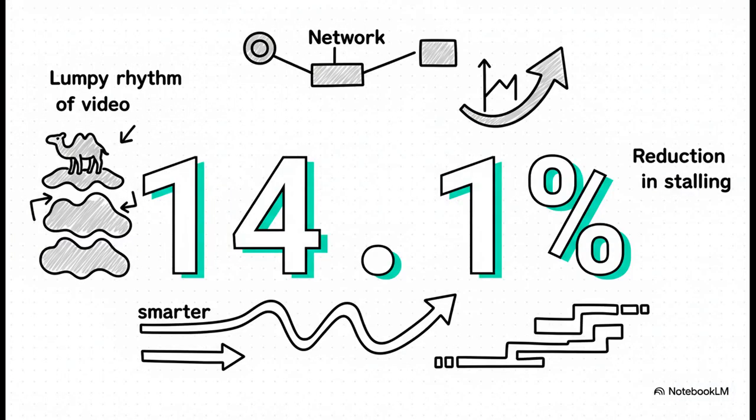But what if you could teach the network to understand that lumpy rhythm? What if you could make it smarter? Well, some researchers did exactly that. They developed a new method called CAMEL, and the results were incredible. A 14.1% reduction in stalling. That's huge. And it proves a really important point. The fix wasn't about more bandwidth. It was about being smarter with what we already have.